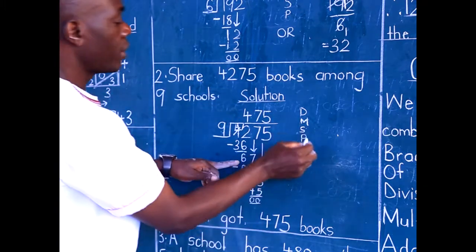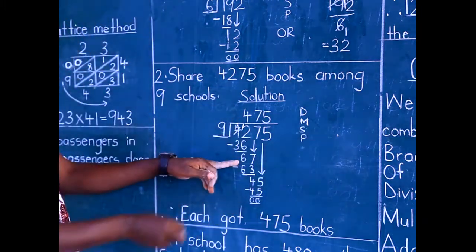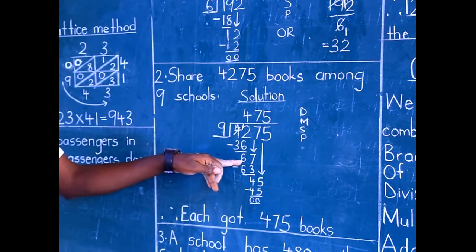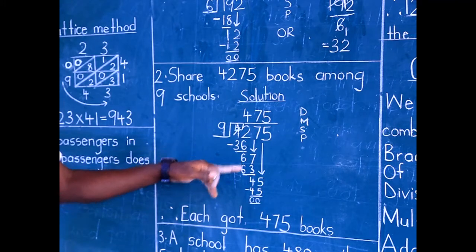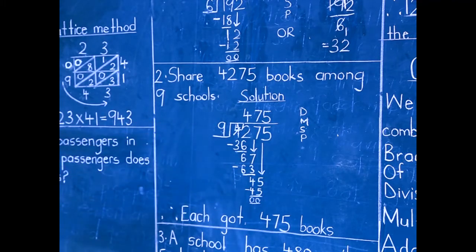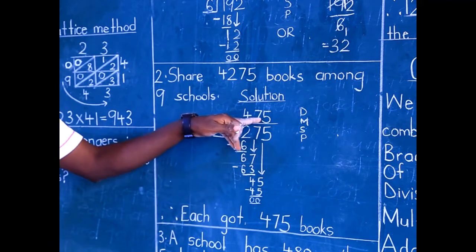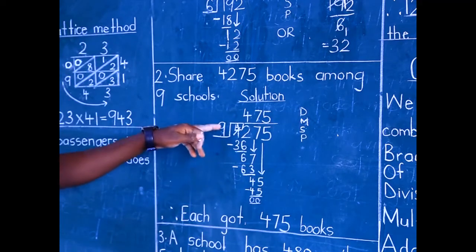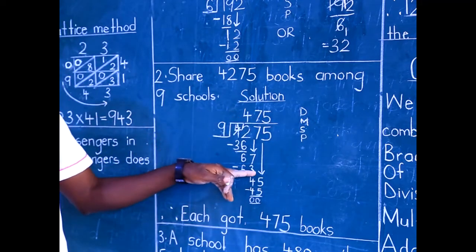And now we go pull down. Pull down the next digit, which is a 7, so that it's next to this 6 to become 67. Now 67 divided by 9, you must know tables. So 67 divided by 9, there are 7 times, we have divided. Now we're going to multiply. 9 times 7, you get 63.